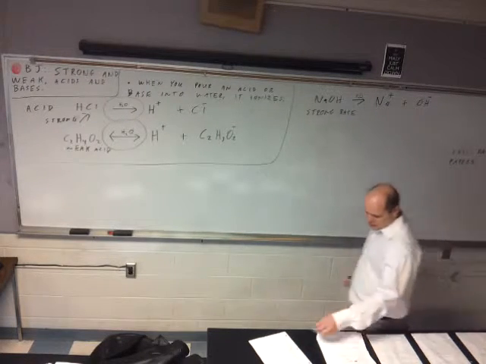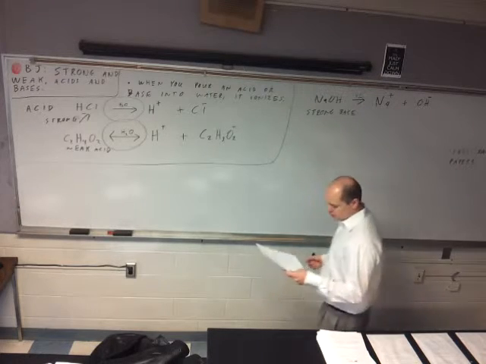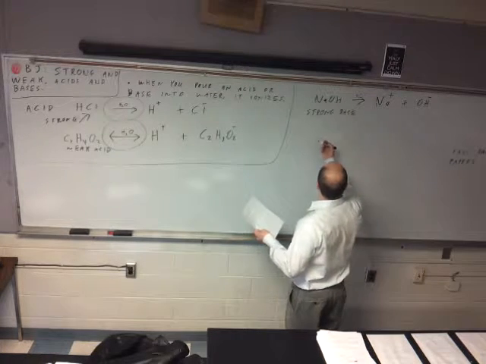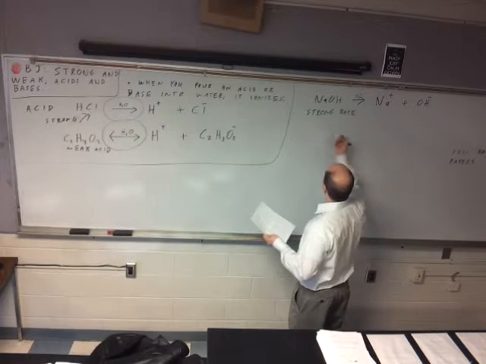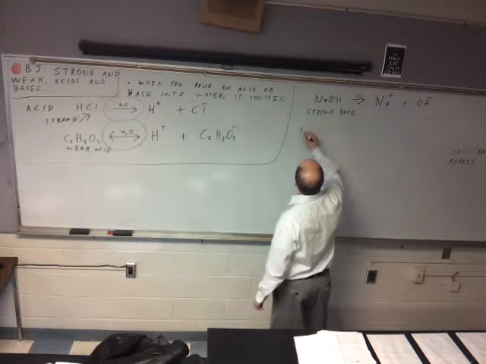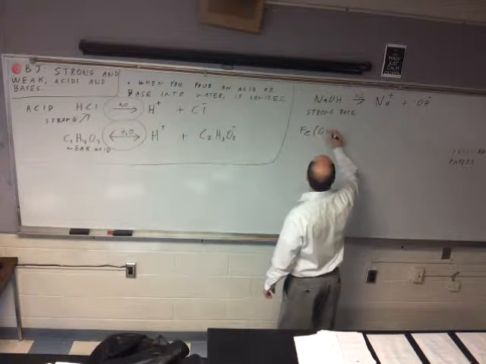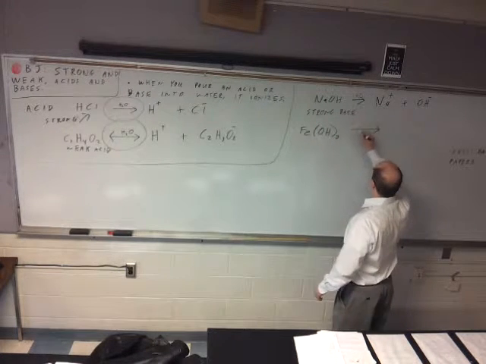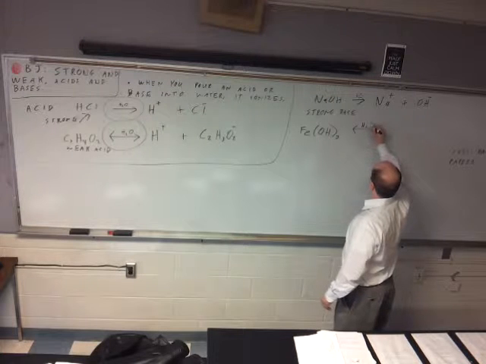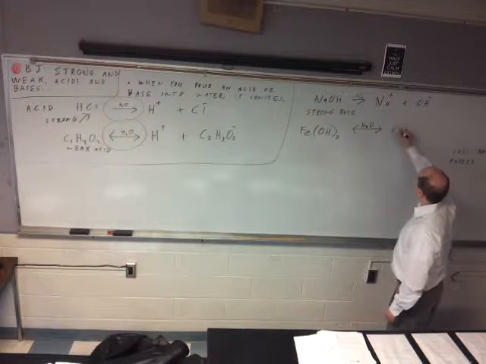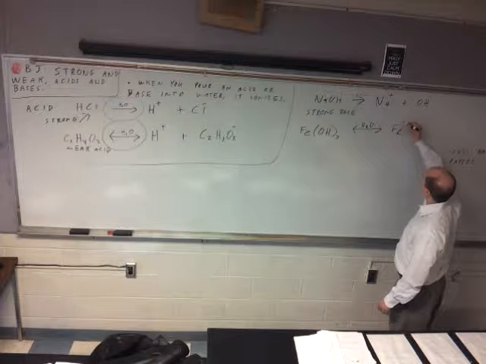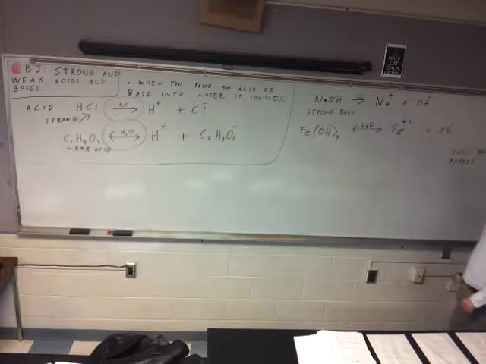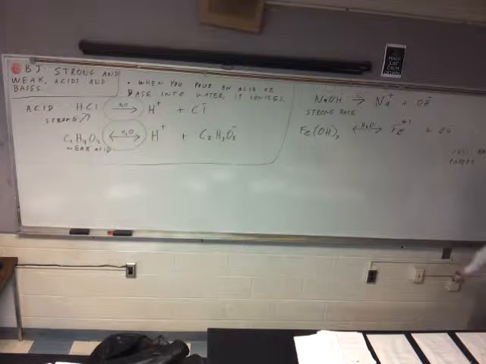And then a weak base. And I was thinking this morning I should have used a different weak base. Let's do something like iron hydroxide. There we go. That's much better. Okay, so this is going to break up into iron ions and let's do +3 and hydroxide ions, right? This would be a weak base.